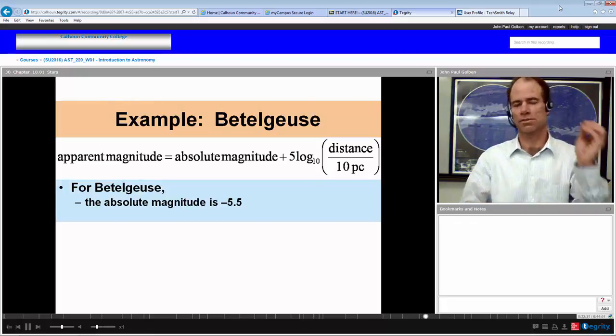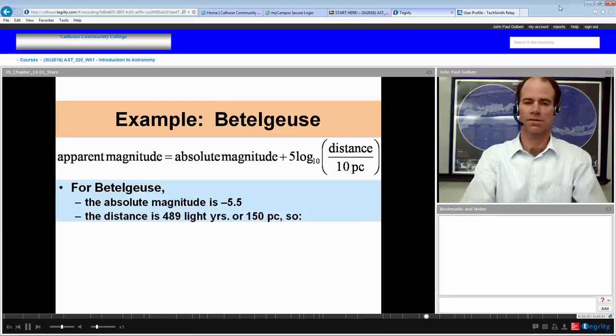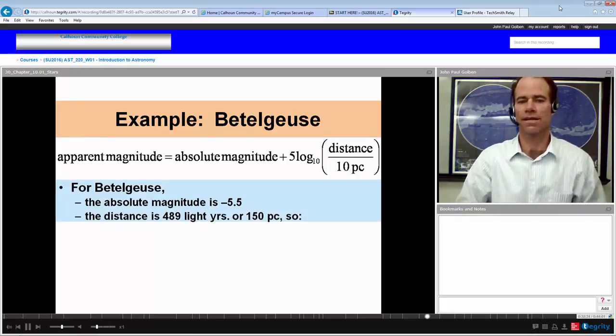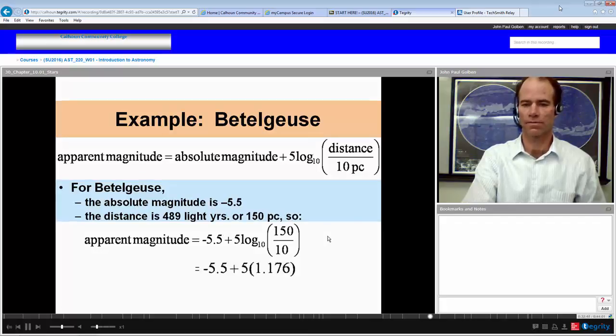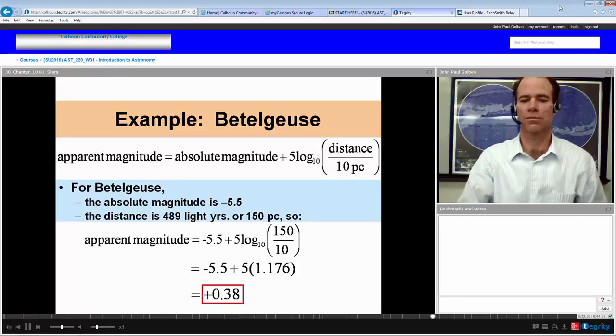But Betelgeuse is much further away from us than that, so it never looked that bright. Its distance is actually 489 light years, or 150 parsecs away. So if we put that into this formula, distance being 150 parsecs, then we'd have negative 5.5 plus 5 times the log of 15, which is 10 to the 1.176 power, times 5, gives us an apparent magnitude for Betelgeuse of 0.38.